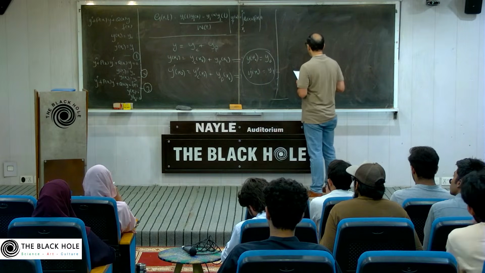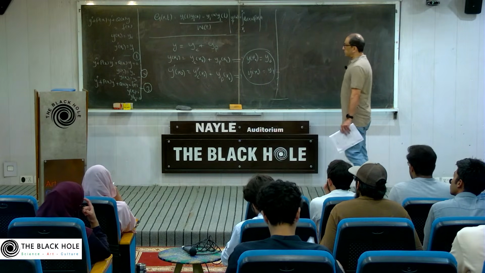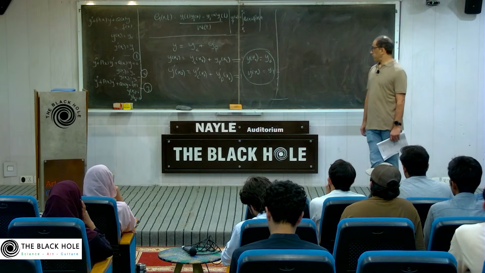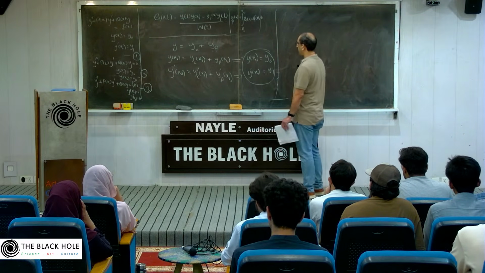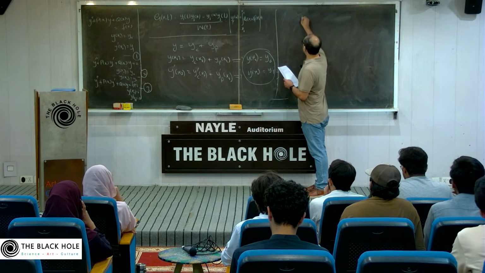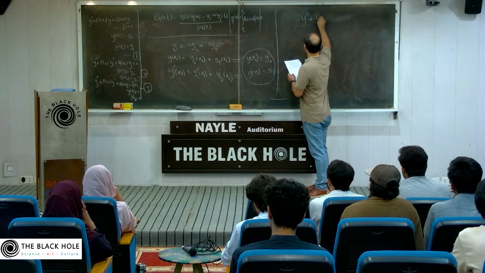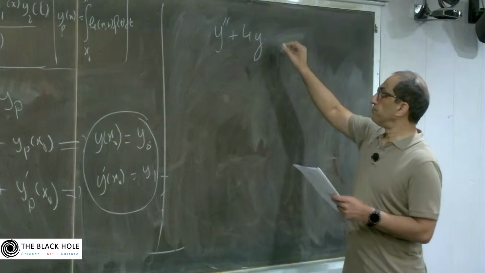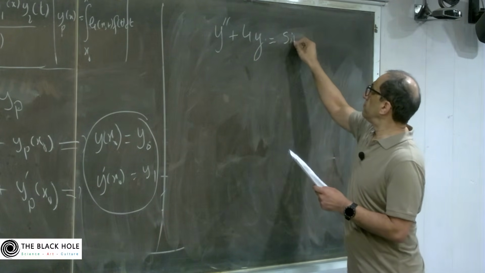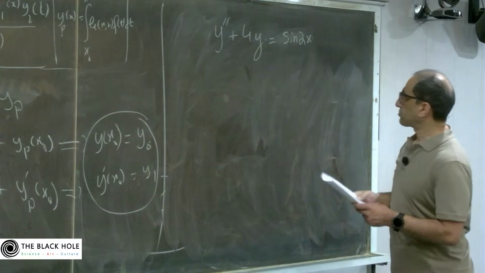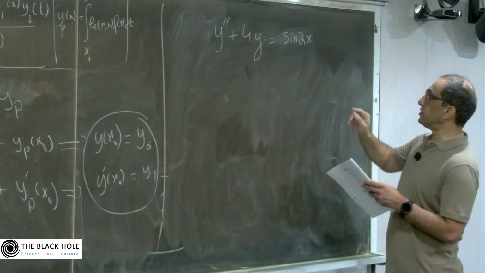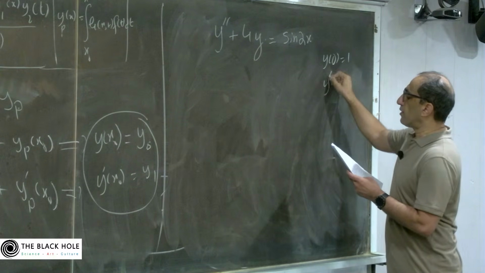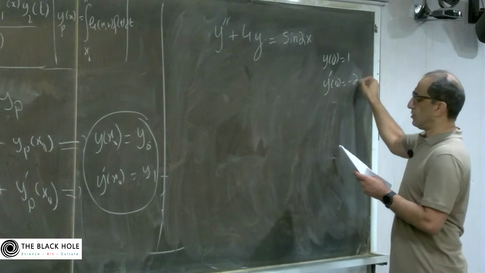Okay, so now he writes, so he wants us to solve this problem. So what he does is that he doesn't change the homogeneous part, but just changes the input, and the conditions are y(0) is equal to 1 and y'(0) is equal to -2.